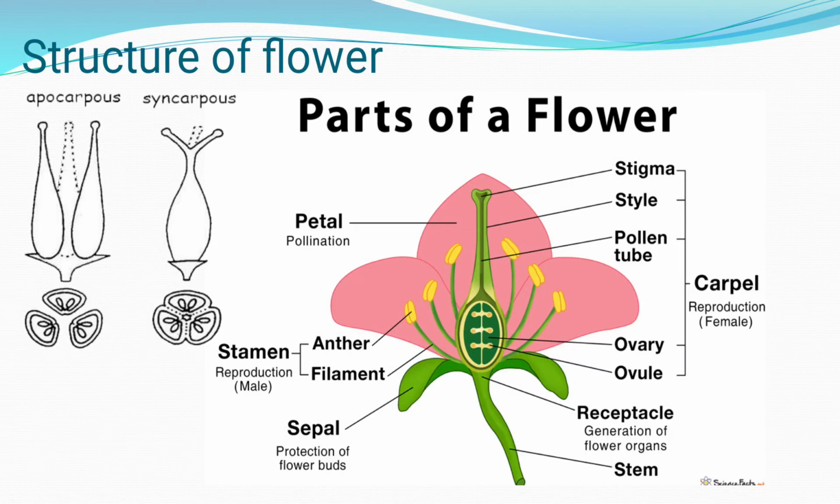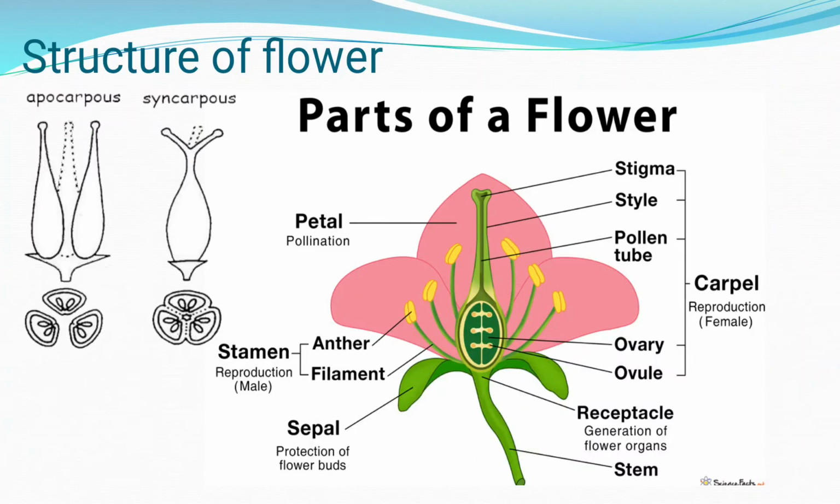And there is a female reproductive part called the carpel, having different parts. The first part is the stigma, then there is a style, and after that the pollen tube, where the fertilization process starts, at the bottom. There is a circular or round structure called the ovary, containing small portions called ovules.